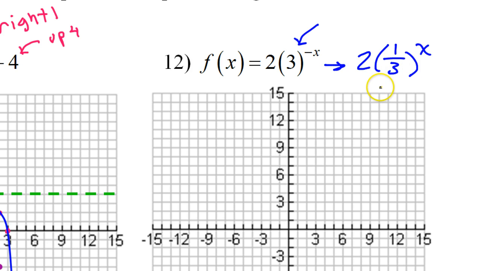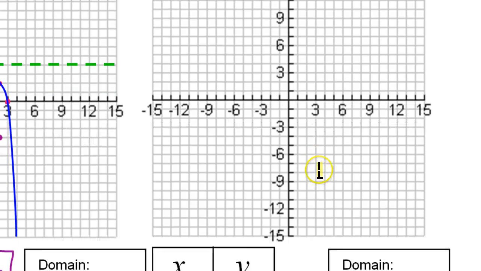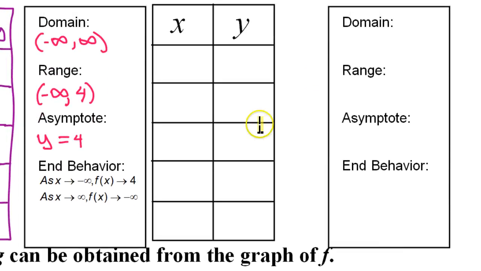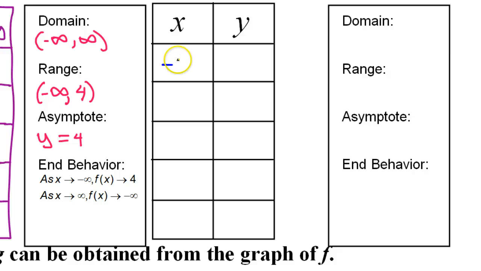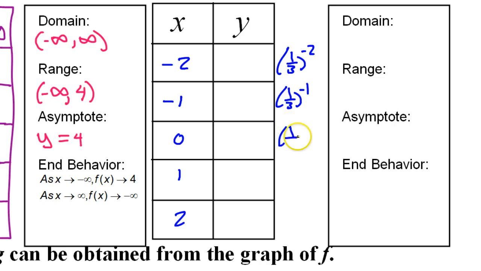But let's just graph this new blue function, okay? So the parent function that we're going to be dealing with is this, 1/3 to the x power. So as we graph the parent function, we can just stick with our good old x values, -2, -1, 0, 1, and 2. Okay, so we're going to be doing 1/3 to the -2 power, 1/3 to the -1 power, 1/3 to the 0 power, 1/3 to the 1 power, and 1/3 squared.